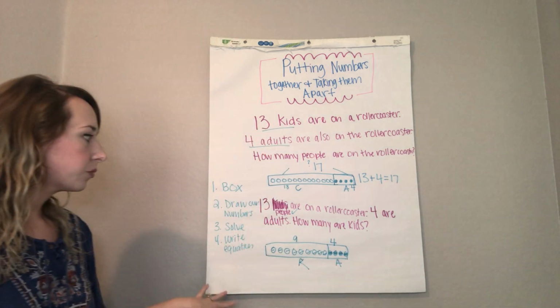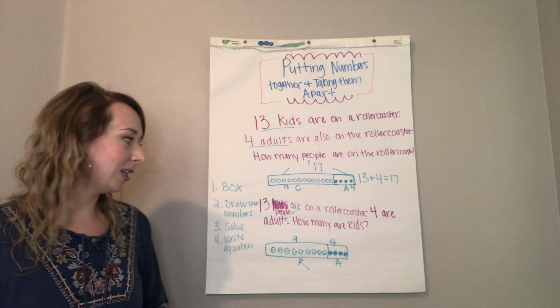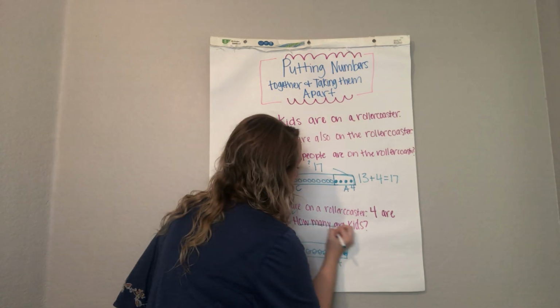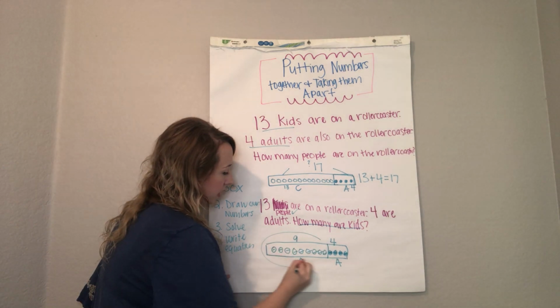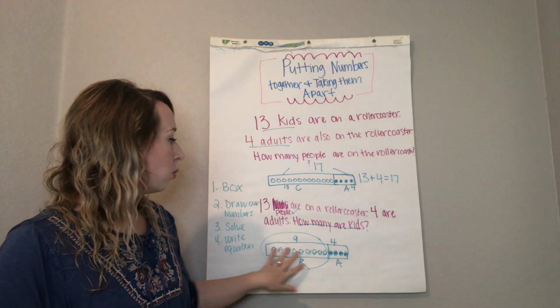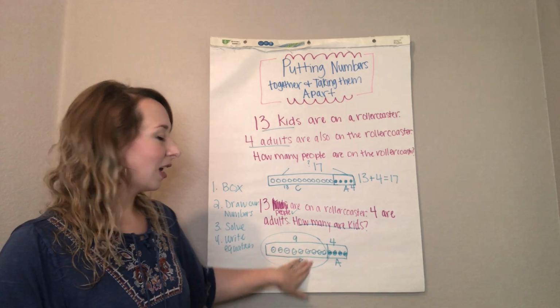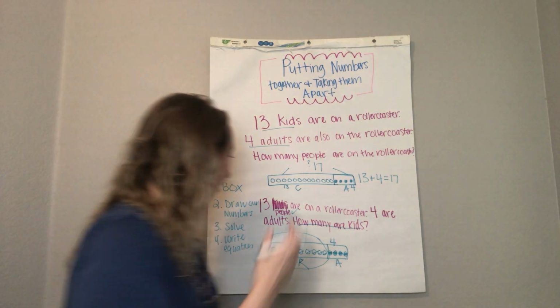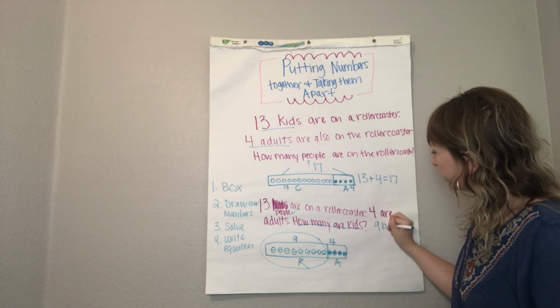So if I add 9 plus 4, I get my original answer of 13, but it wants to know how many are just kids. So if I look at how many are just kids, that is the 9 there, because we took away those 4 adults out of the 13, leaving us with only 9 kids. So there are 9 kids, right?